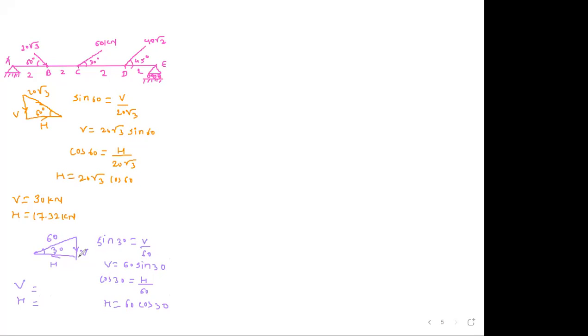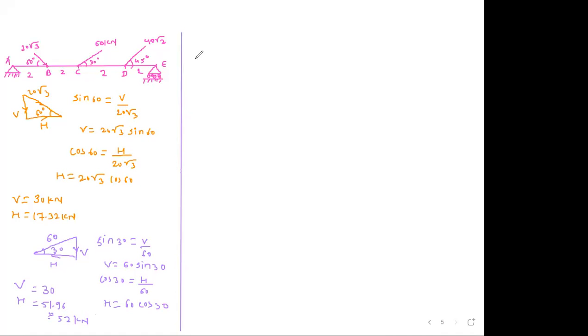V is 30 and H is equal to 51.96. We will round figure this to 52 kilonewton. So these are the vertical and horizontal forces at C point. Now we will resolve this third inclined load. So I will draw the figure first for this.